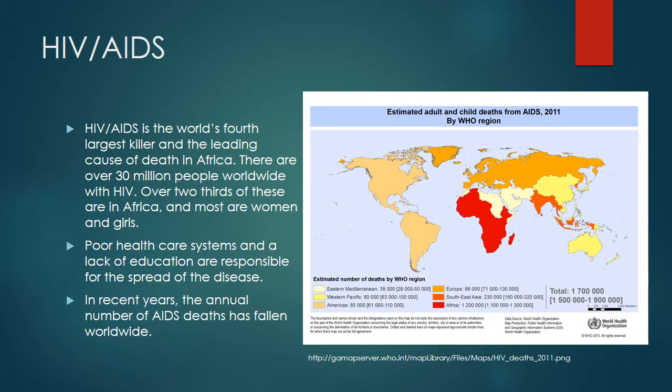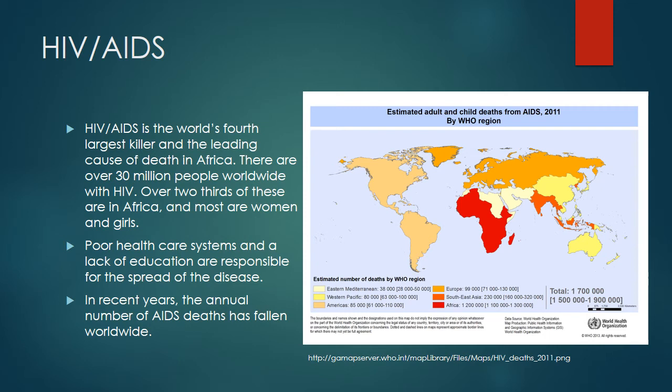A big problem in the world in regards to health is the epidemic of HIV/AIDS. If you have a look at the map, this shows you estimated adult and child deaths from AIDS, and it's 2011 statistics from the World Health Organization. You'll see there that Africa, which is in the red, has the highest death rates from HIV/AIDS, and that moves up. Southeast Asia also has quite high rates, whereas Australia has quite low rates of deaths from HIV/AIDS. It is the world's 4th largest killer and the biggest cause of death in Africa.